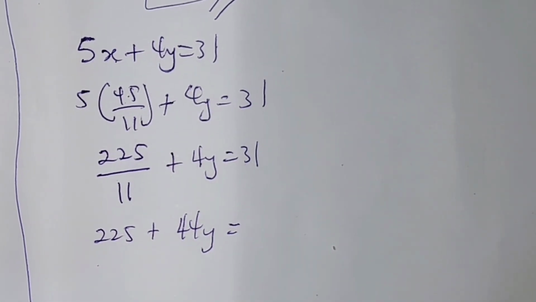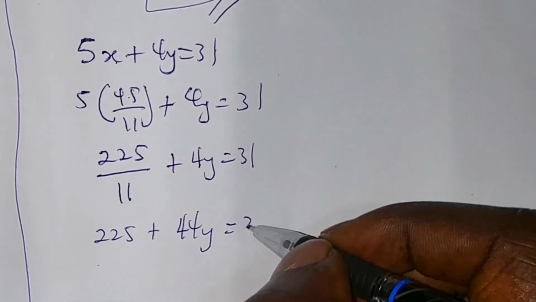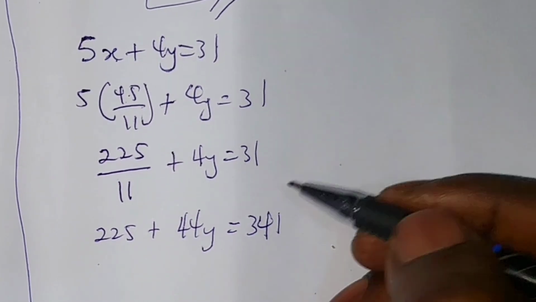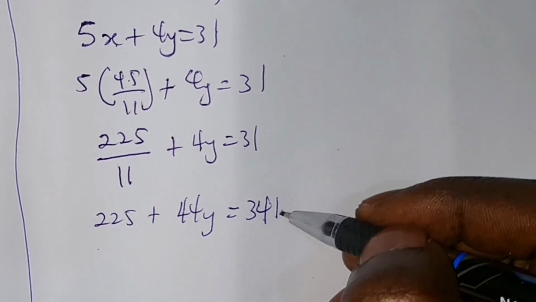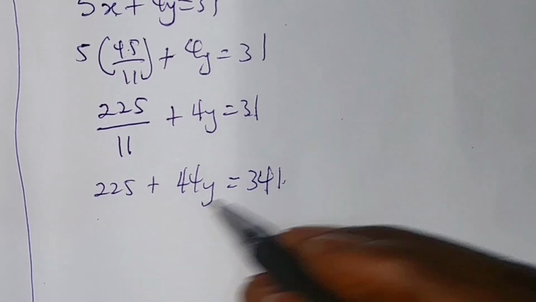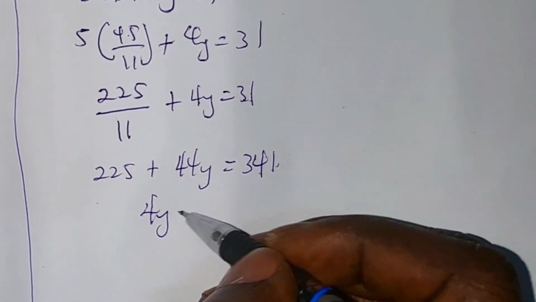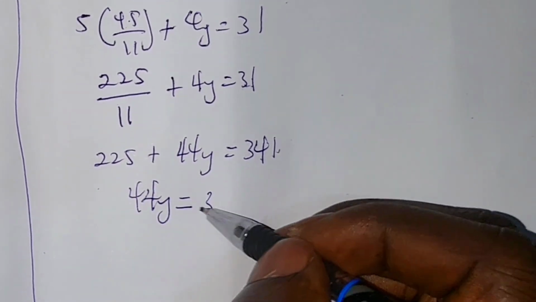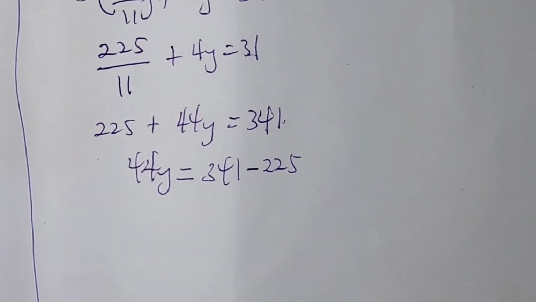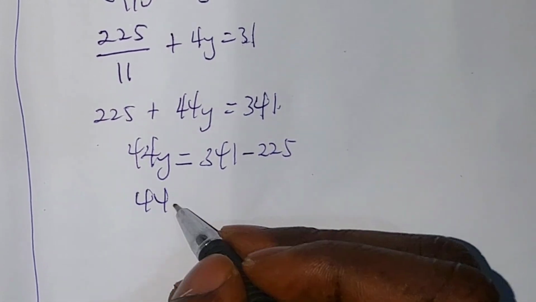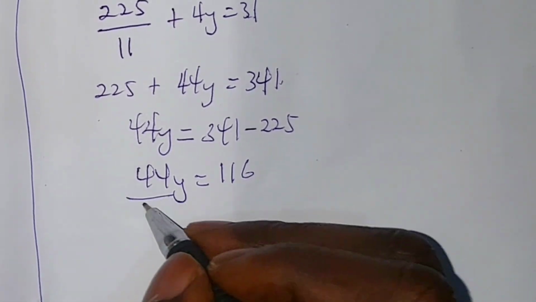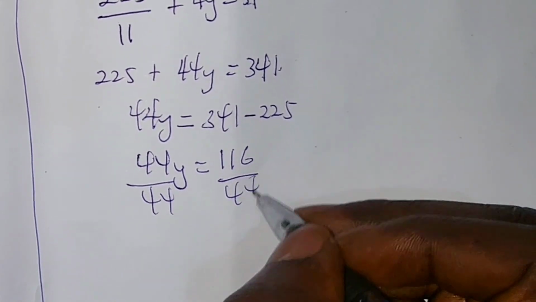Then 31 times 11 gives 341. There's a trick to it: you just write 3, you write 1, then you add the individual digits and put the sum in the middle. That's it. So we group like terms. We get 44y is equal to 341 minus 225. Solving that gives 44y equal to 116. Divide both sides by 44.